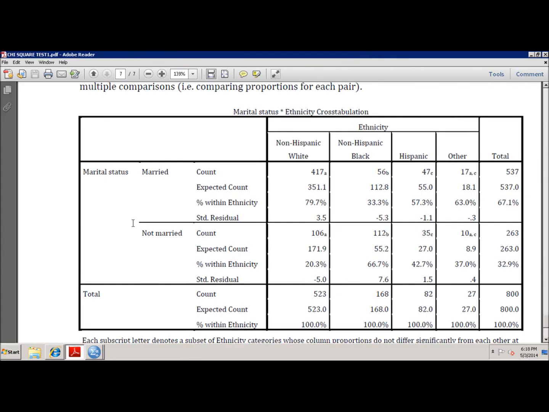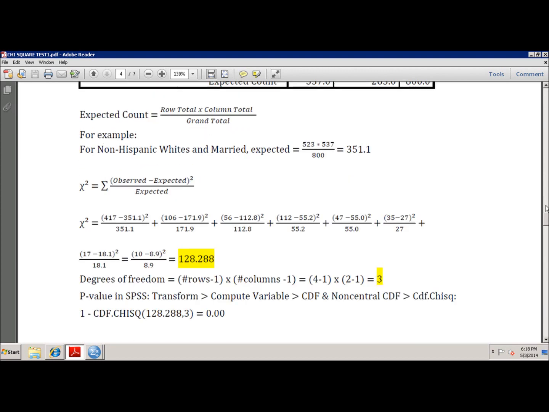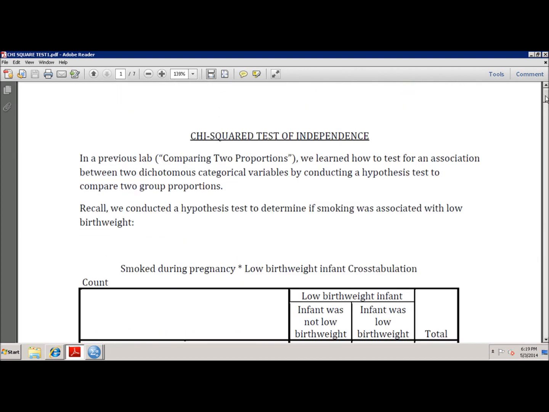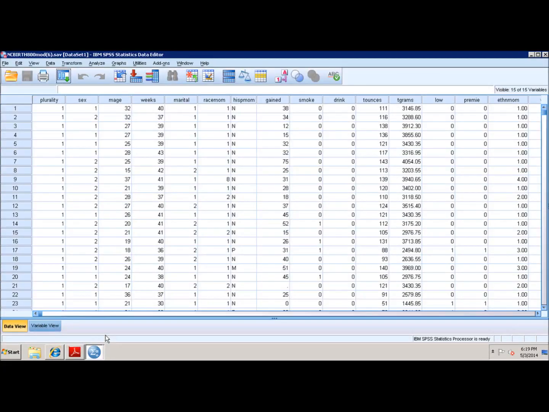Hi all, today we're going to be learning how to analyze the association between two categorical variables. So as you can see, I have the lab open, the PDF file, and also I have the NC birth dataset open as well. So let's get started from the beginning of the lab.